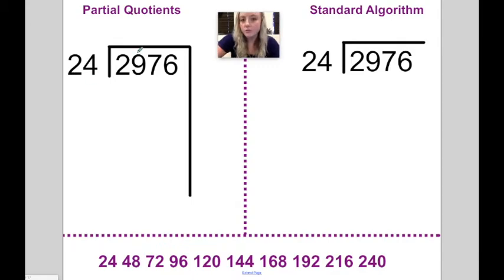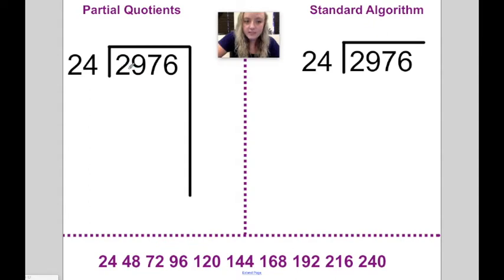Let's start with the partial quotients. No matter what strategy I'm using, I think it's very helpful to list your multiples. Down here, I have the multiples of 24. If you don't know the multiples of 24, then you can just use your scratch paper and figure it out. You can add 24 and add 24 till you have a list, or I can take the time to do 24 times 1, 24 times 2, 24 times 3.